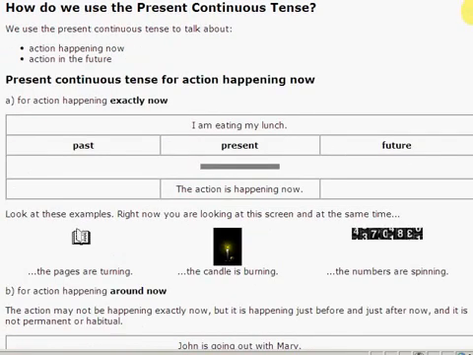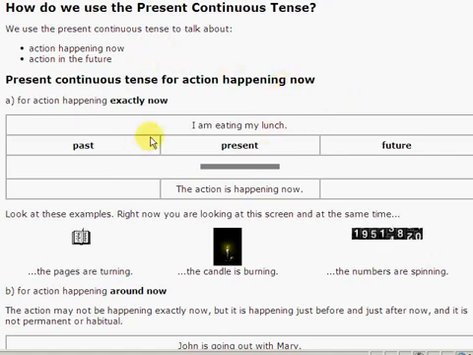Now, let's talk about the use of the present continuous tense. How do we use it? We use the present continuous tense to talk about action happening now and action in the future. Let's focus on the first use, action happening now. That's why we call it present continuous tense.